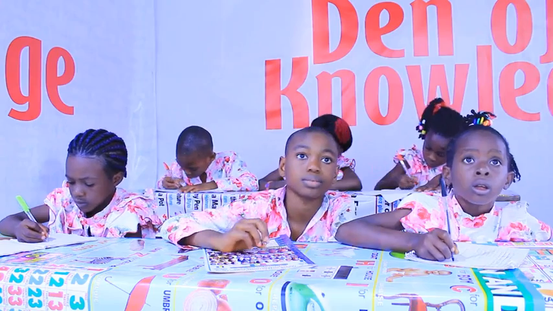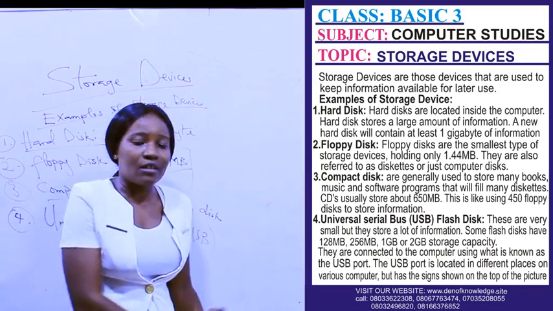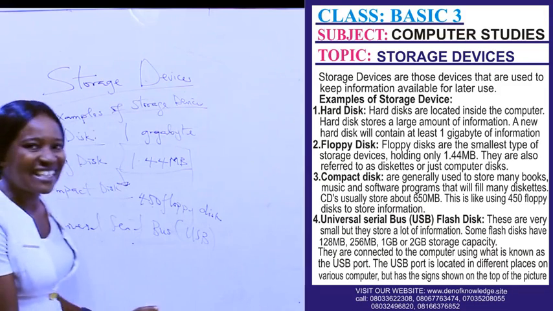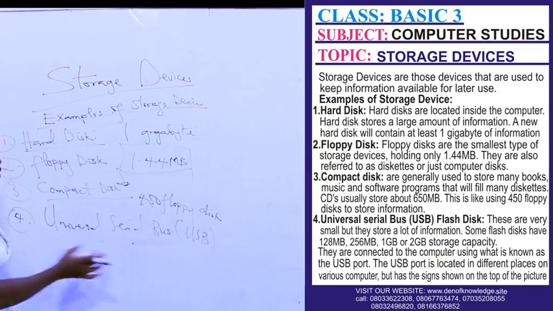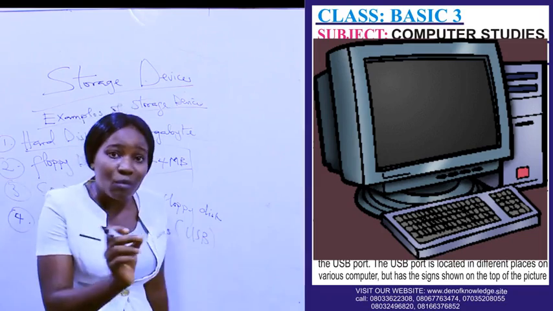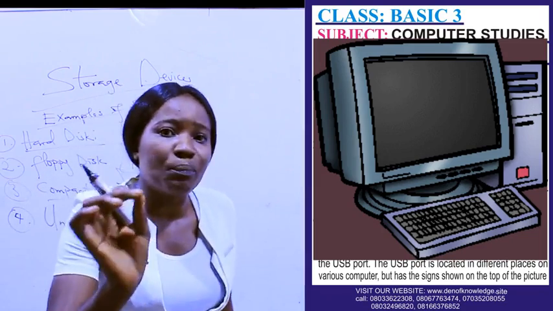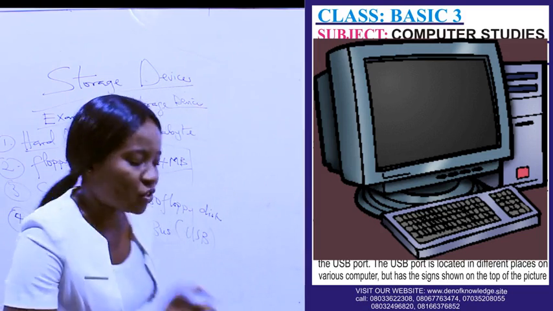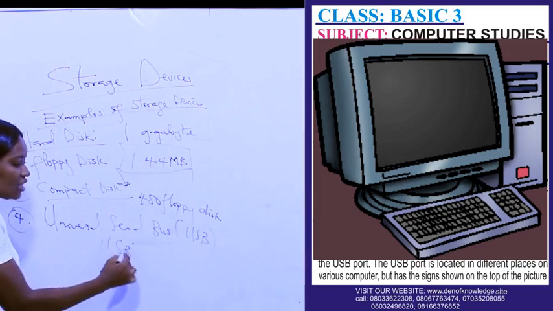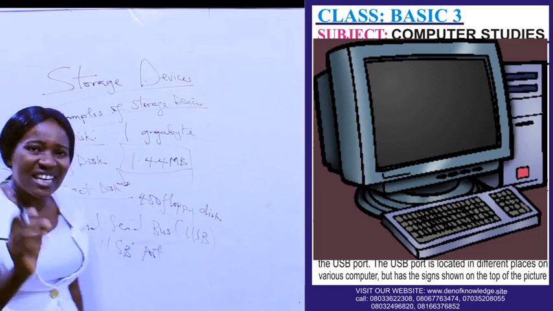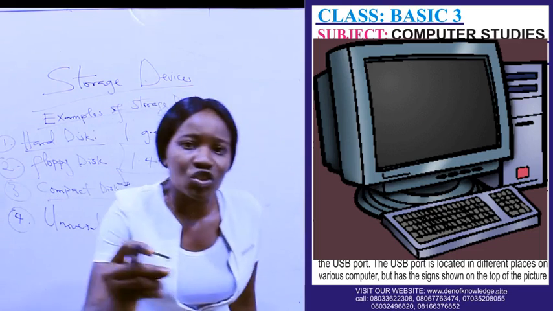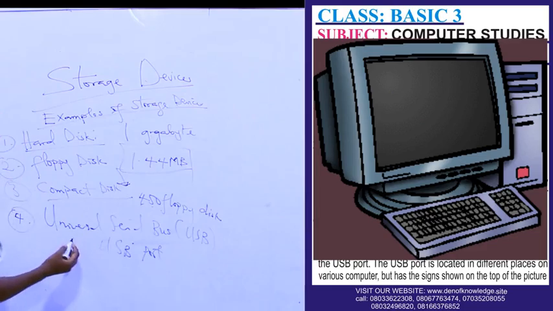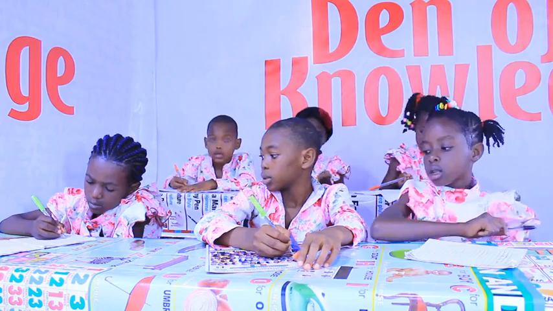When you look at the back of your computer, you will see a small slot where you can connect your USB. That small slot is what we call the USB port. Look at the picture on the board. It is called the USB port.